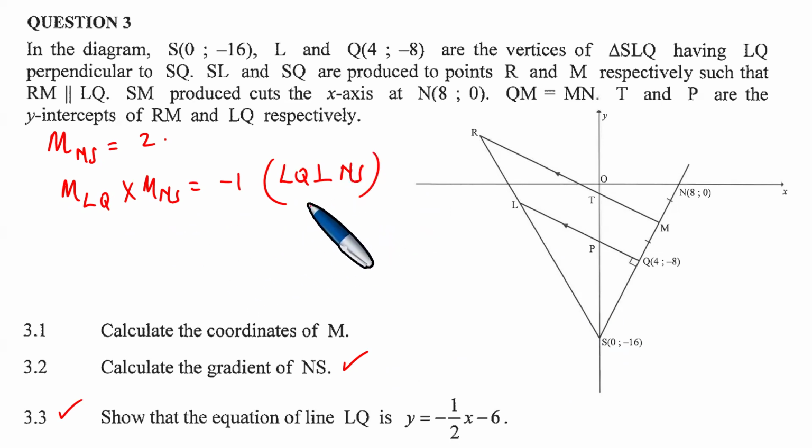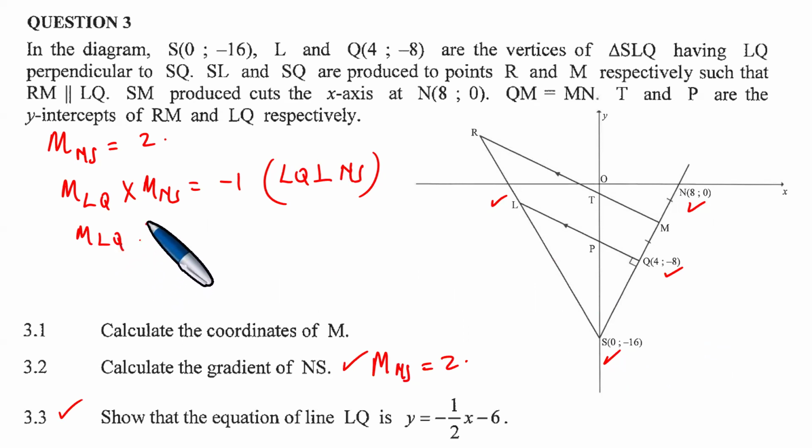If two lines are perpendicular, then when you multiply their gradients, the result is minus 1. What is the gradient of NS? We already got it to be 2 in the previous question, so you put the 2 here. This means that the gradient of LQ times 2 is minus 1.